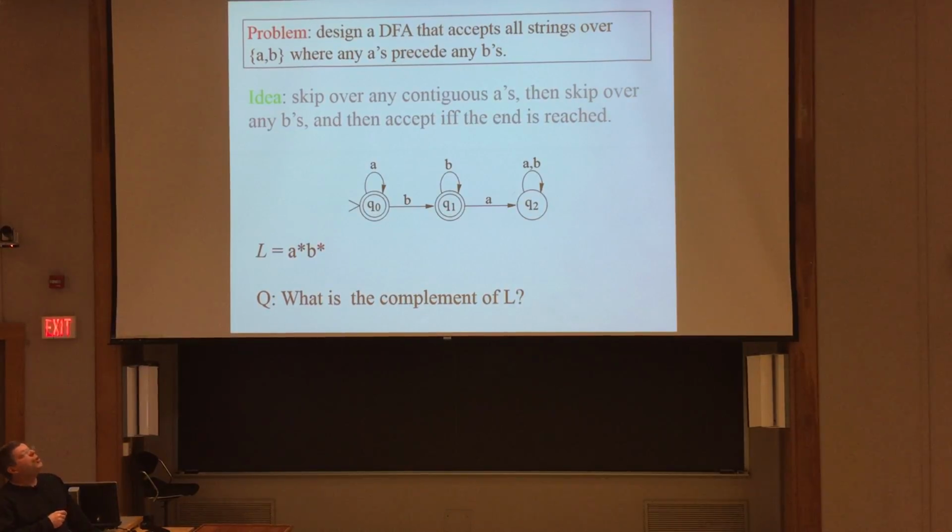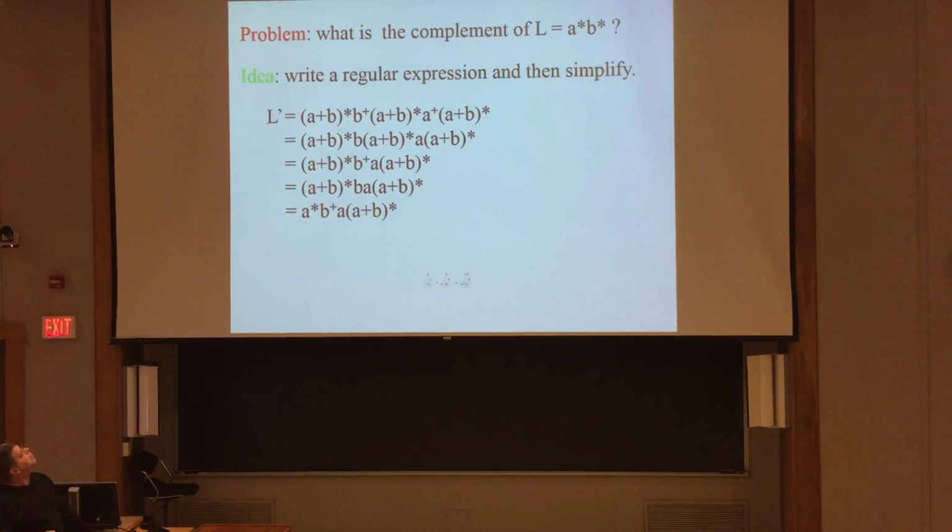Will this accept no A's, just five B's? How many say, yeah, that will and it should? Yeah, it will and it should, because all A's precede all B's, but there are no A's, so that condition is satisfied. Any A's will precede any B's, but there are no A's, so we're good at that. It's just B's. It doesn't break that rule.